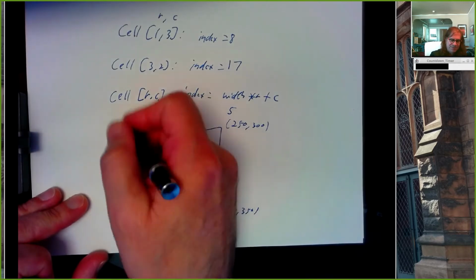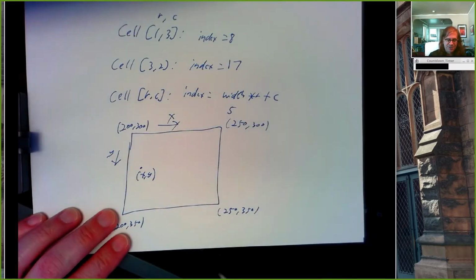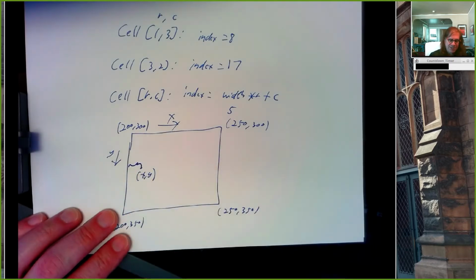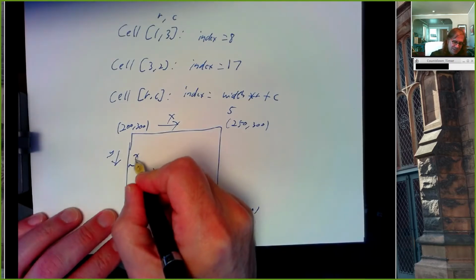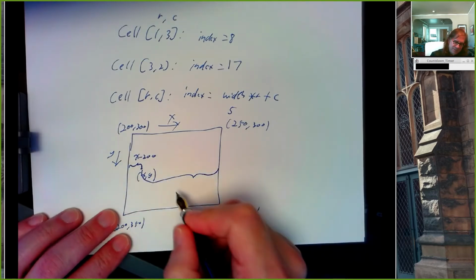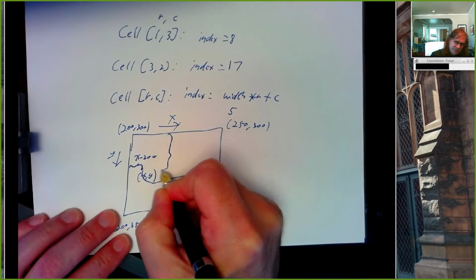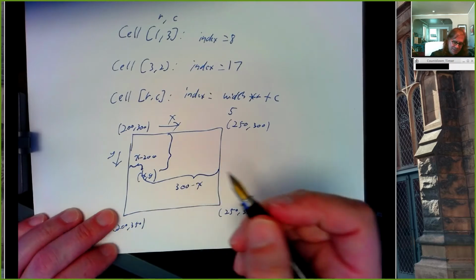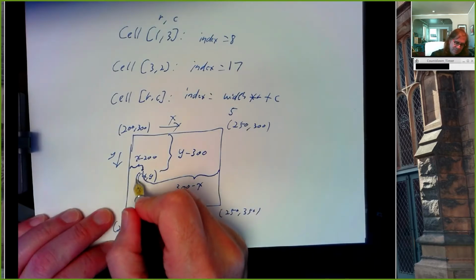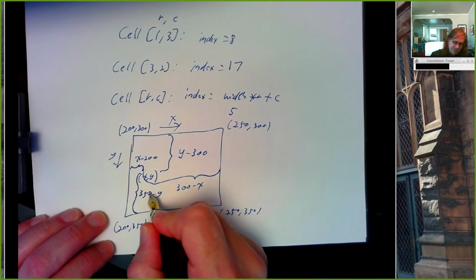So I've got hardwired numbers here. I'll stick with those for the example, but obviously those are going to be variables. But let's calculate your distance from each of the 4 lines. So this distance is going to be x minus 200. This distance is going to be 300 minus x. This distance is going to be y minus 300, and this distance is going to be 350 minus y.